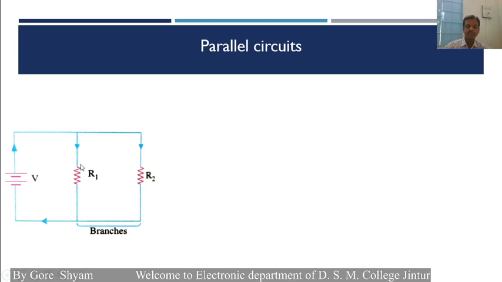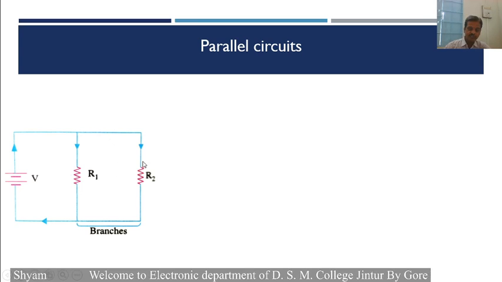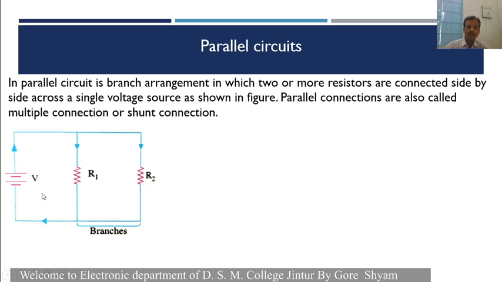In this circuit, the two resistances are connected side by side across the single voltage source. So, the parallel circuit is a branch arrangement in which two or more resistances are connected side by side across a single voltage source. The parallel connection is also known as multiple connection, or it is also called the shunt connection. So, this is the parallel connection.